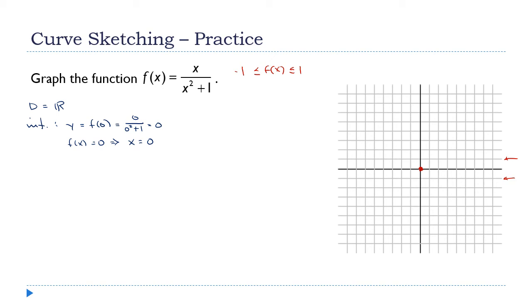Okay, now what? Asymptotes. Well, it doesn't have any vertical ones because the denominator was never equal to 0. Horizontal ones, on the other hand, let's see, the degree of the numerator is 1. The degree of the denominator is 2. The denominator is greater, so it has a horizontal asymptote at y equals 0.